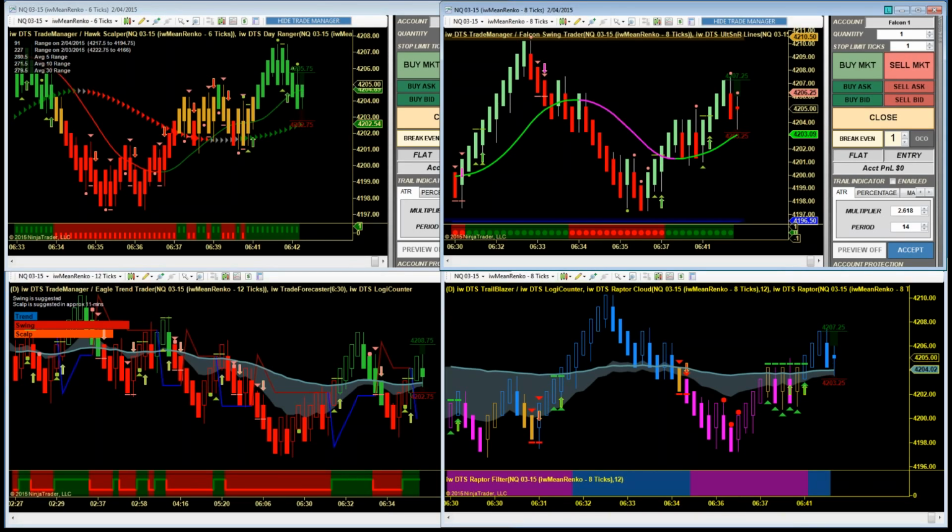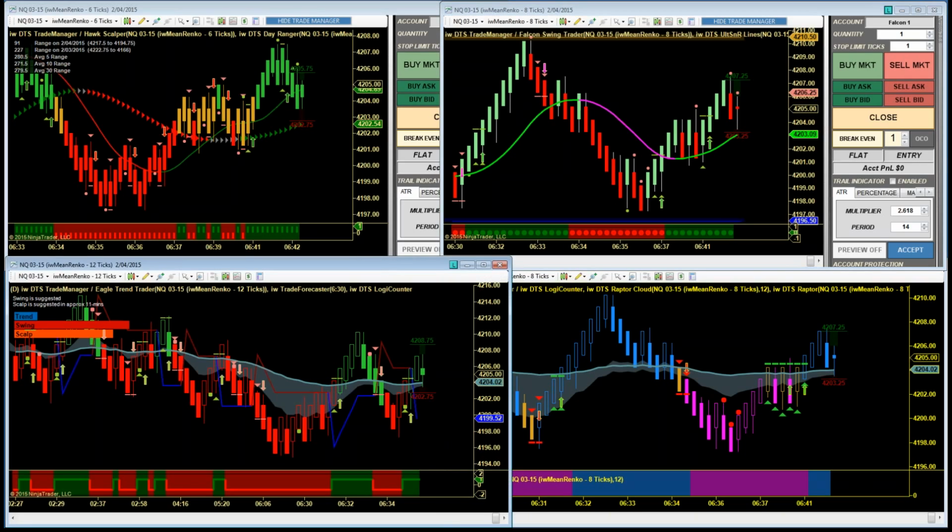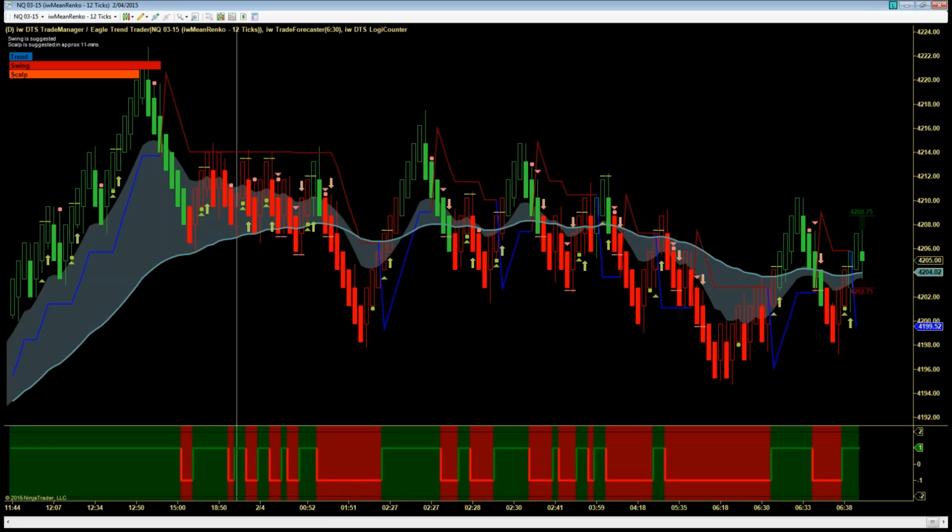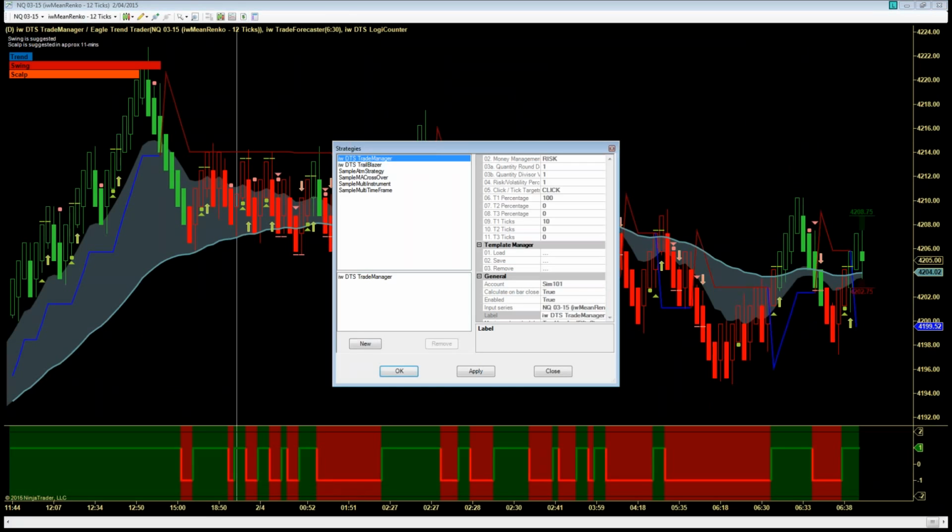There's my little tip for you this morning. A lot more choppiness going on. As you can see, again, it looks very much like a roller coaster.